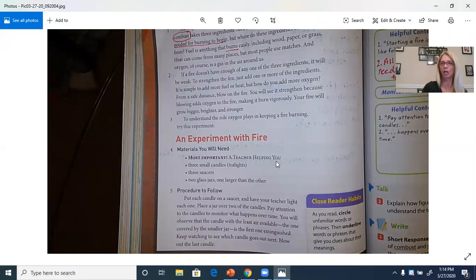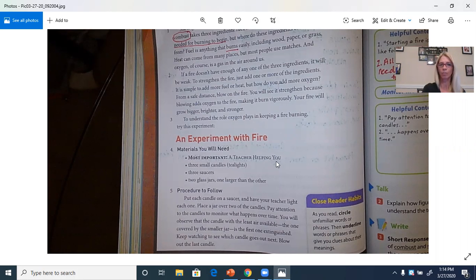So this morning we talked about if you had a jar that was this small, and then you had a jar that was this small, and then another jar, which jar do you think the candle would go out first in? And we said the smaller jar, right? Because the oxygen is going to leave that jar quicker than a large jar. It's going to have more oxygen in it.